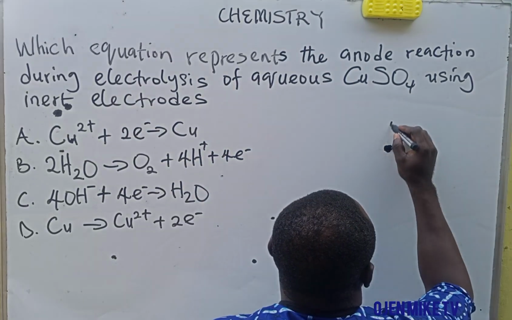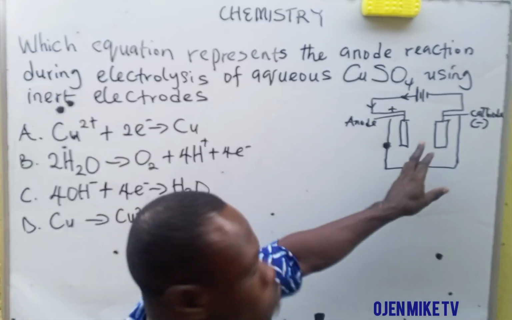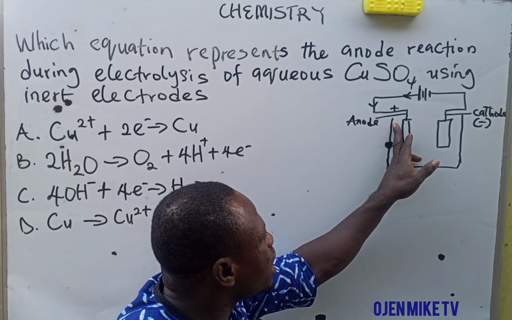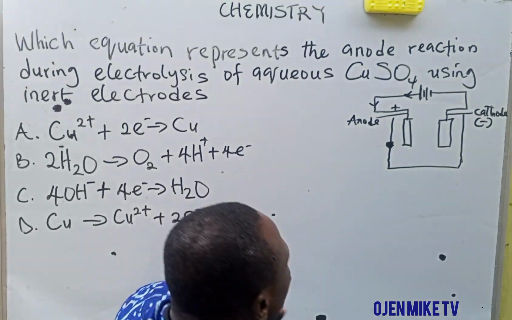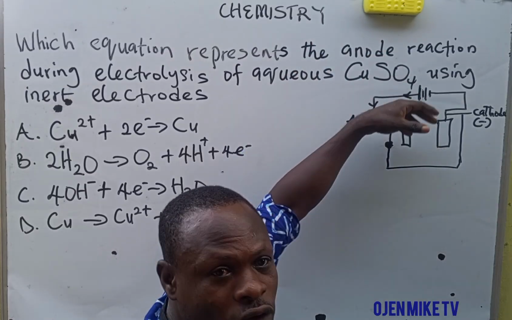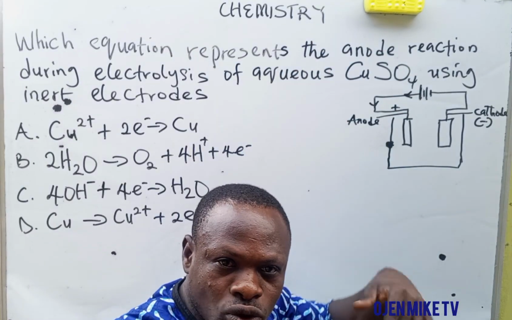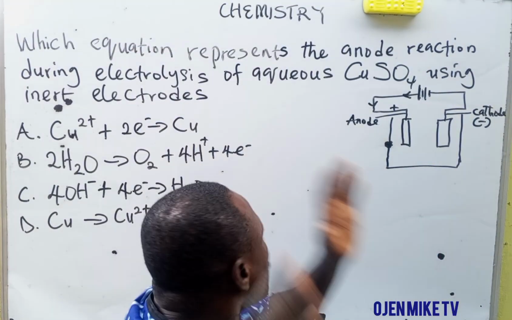We have something like this, negative. So these are the two electrodes. We have the anode electrode and we have the cathode electrode. Do you understand? Now in this one, electrolysis of aqueous means that you add water to it. When you dissolve this salt into water, it becomes what? In aqueous form.